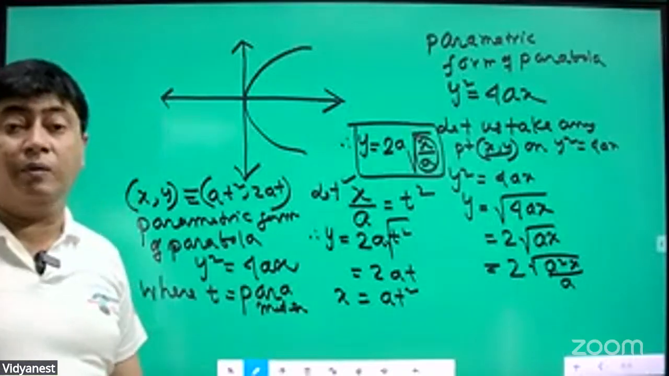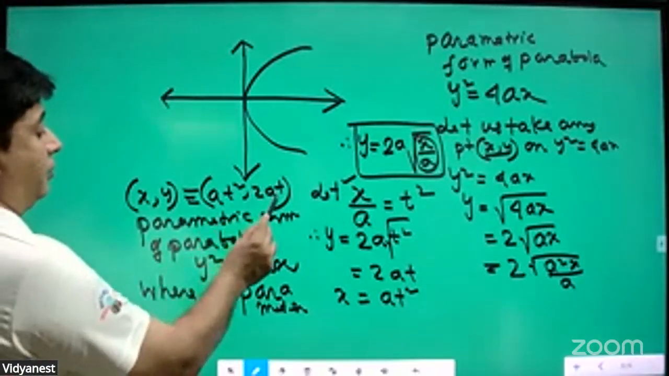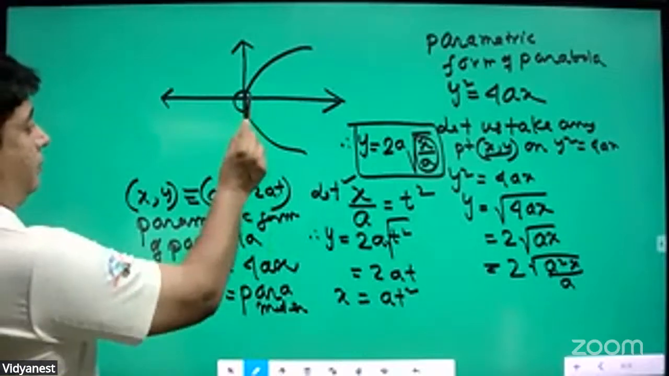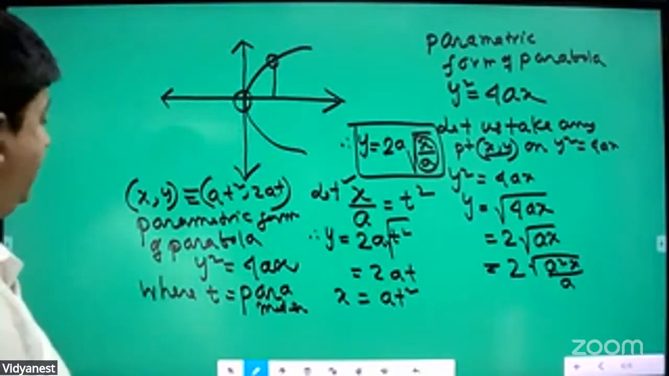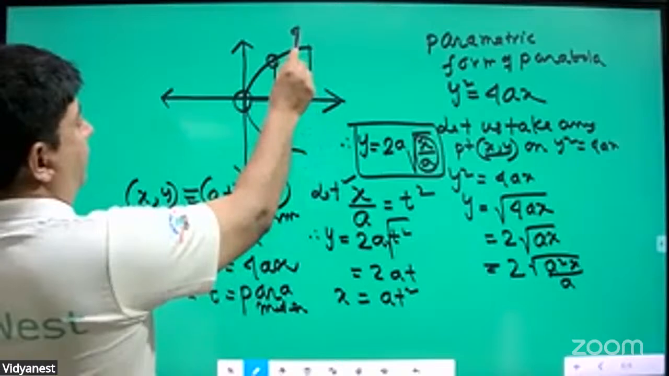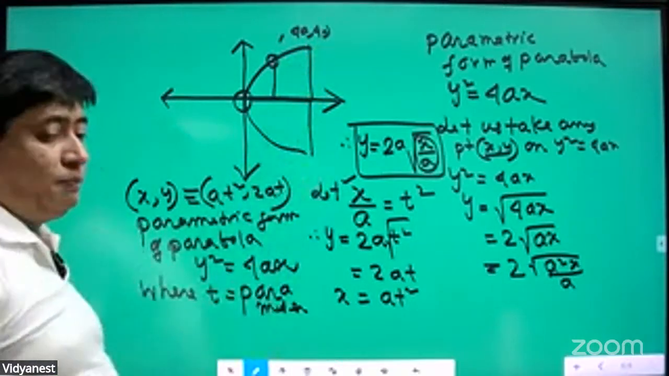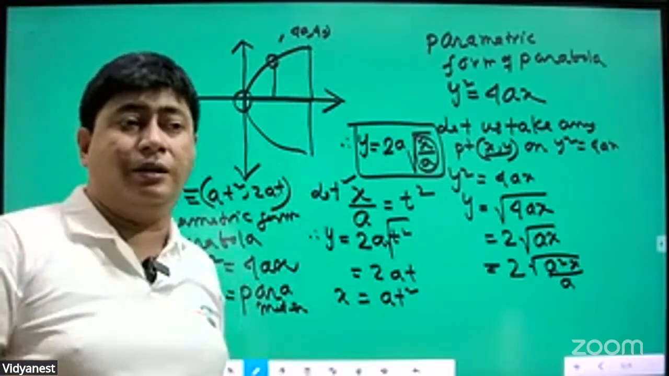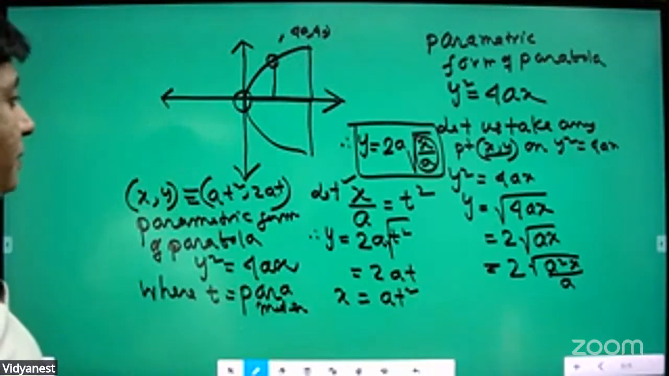You can ask me why t is considered as parameter. Suppose if you put t equal to 0, the point is the vertex. If you put t equal to 1, the point is one of the endpoints of the latus rectum. If you put t equal to 2, (4a, 4a), that is a double ordinate. So, depending on different values of t, the position of the point on the parabola is changed. So, t is called the parameter.